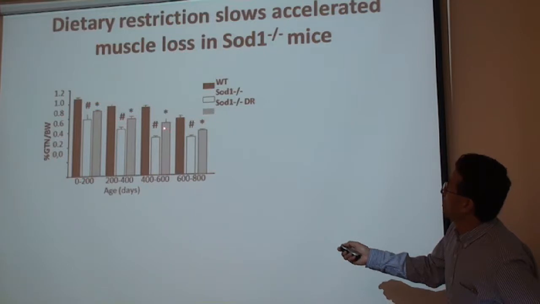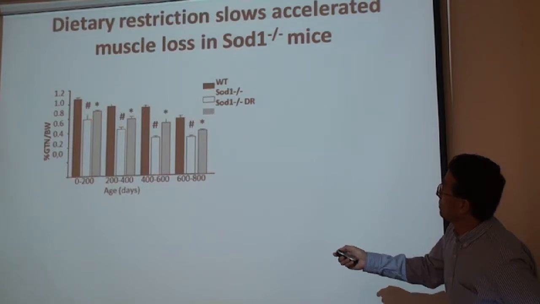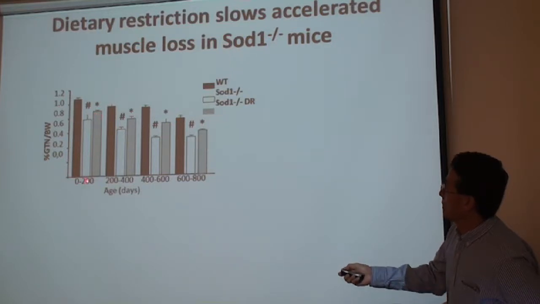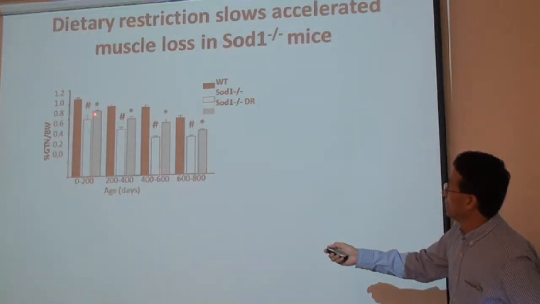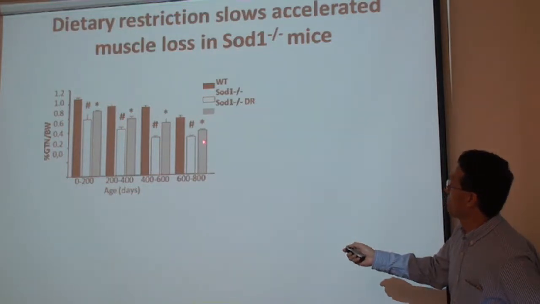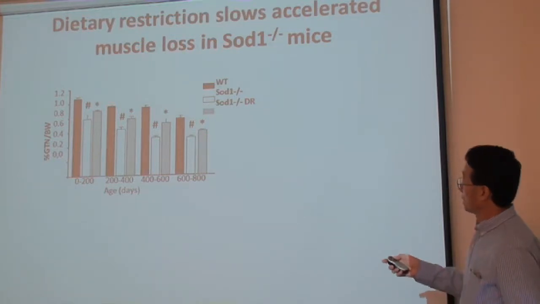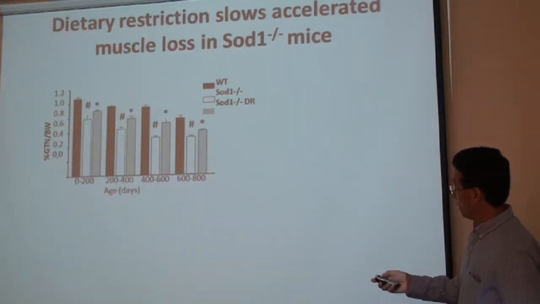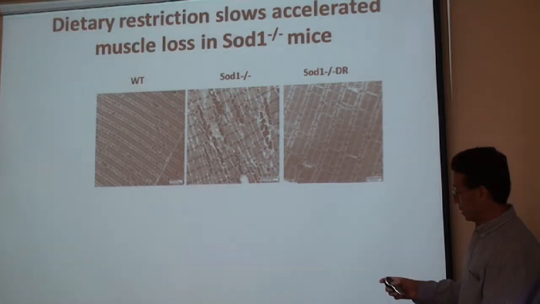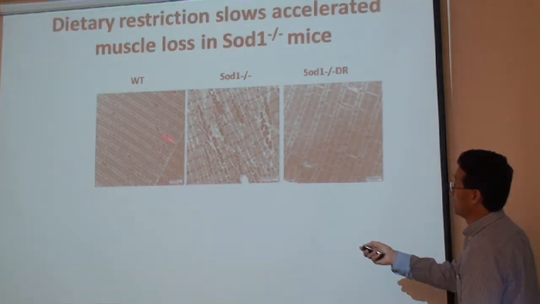have a slower decrease of the muscle GT, that's the gastric image, compared to the knockout without dietary restriction. So we look at the younger, middle, and old ages, and in every age we see an increase of the muscle fiber after the dietary restriction. That indicates that dietary restriction is very beneficial for the muscle loss.